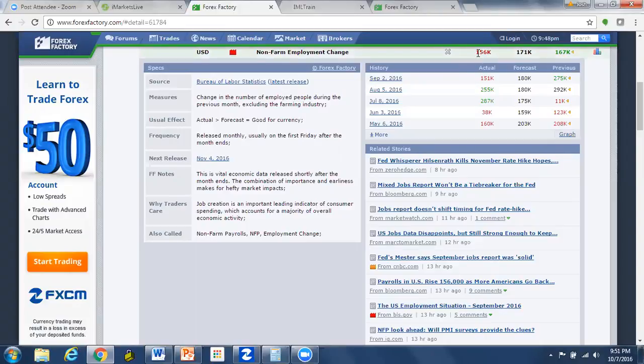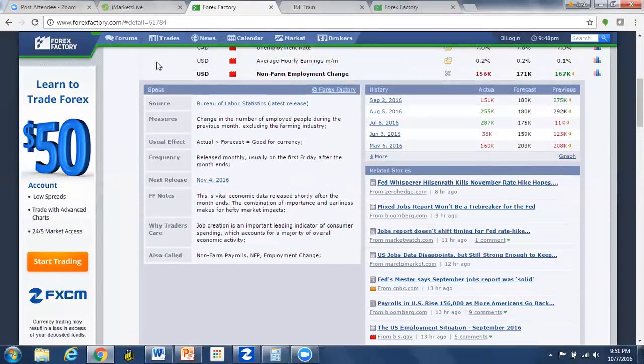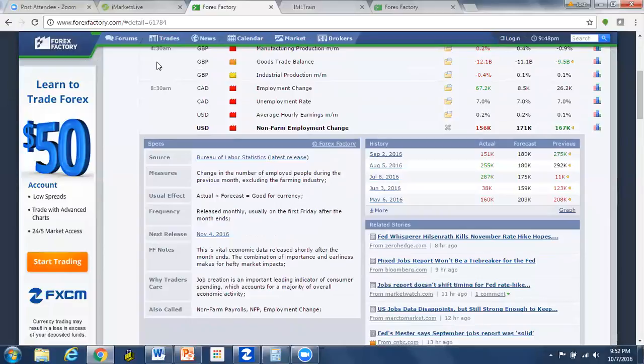See, if the actual number of jobs that were created, the change in the number of people that were employed during the previous month, was more than they predict, then that's good for the currency. If it's less than they predict, it's bad for the currency. So basically, when people have an idea what the news is going to be, if the news is better than expected or worse than expected, that's going to have a direct effect on the currency. So at 8:30, this news came out, and then the markets went bananas for a short period of time.